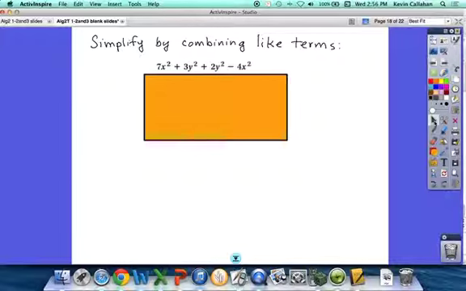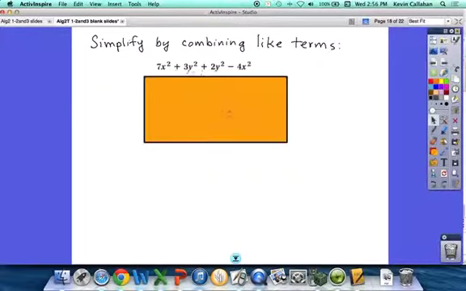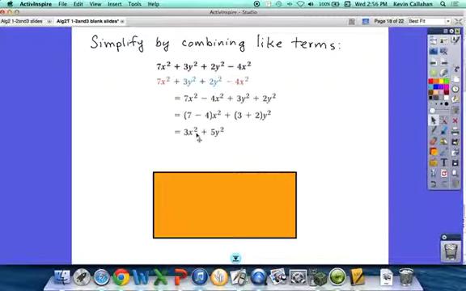3x squared plus 5y squared. So notice the like terms are here and here and here and here. They're showing a lot of using the properties. They switched the order in order to get the x squareds together. Do they really have to do that? No. But in the end, they did that. Eventually, they get to the 7 minus 4 times x squared, 3 plus 2 times y squared.